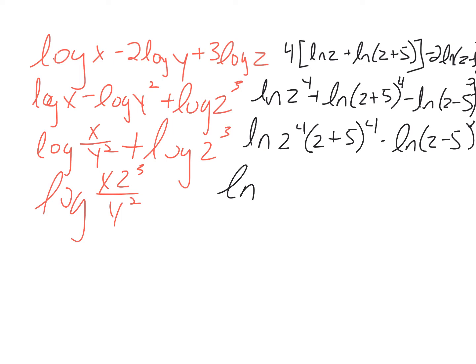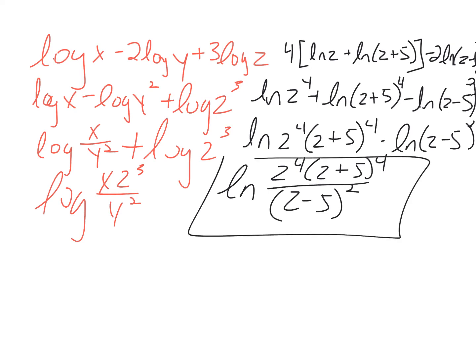We have a subtraction sign, so we're still not one logarithm. So ln of z to the fourth times z plus 5 to the fourth over z minus 5 squared. There we go. Got to a single logarithm. Good job.